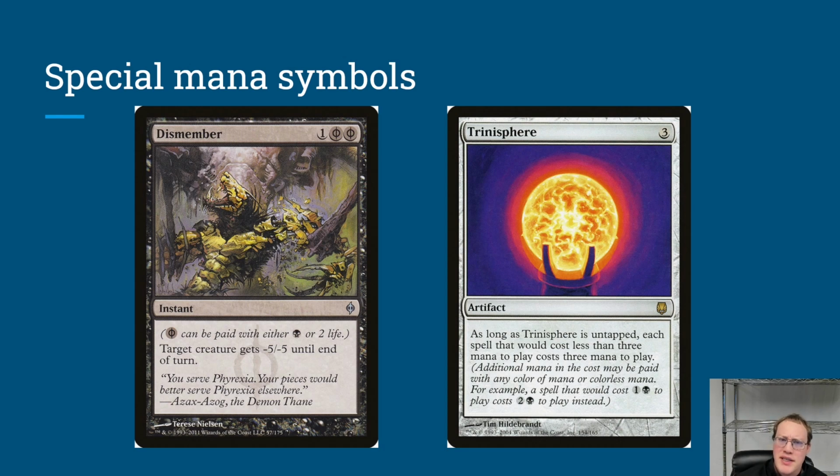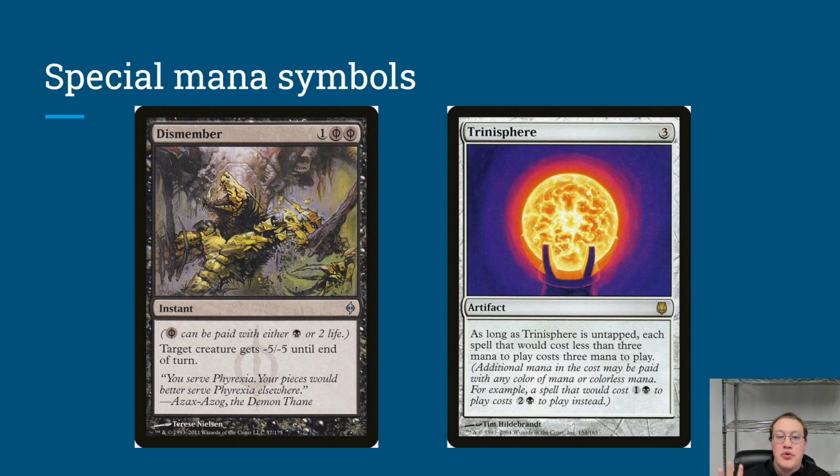So what would happen in this case is you're casting Dismember. The game is going to ask you what you're going to be paying for its cost, whether that's going to be 1 black black, or 1 black and 2 life, or maybe 1 and 4 life.